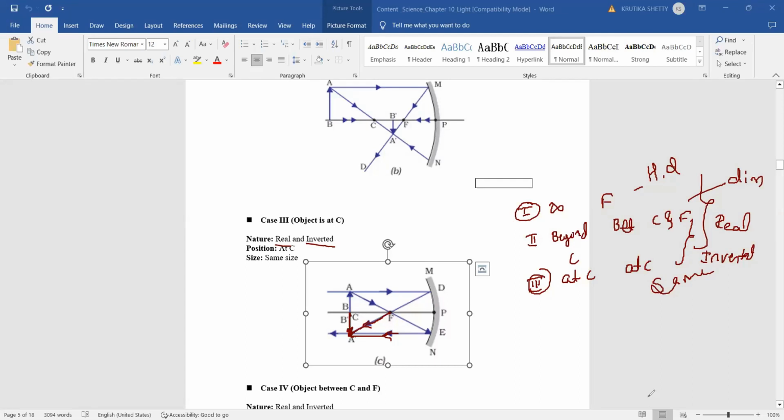Ma'am, can these cases be considered only for a convex mirror? Only for a concave mirror. Now we are studying purely concave mirror. For a convex mirror, we have different cases.